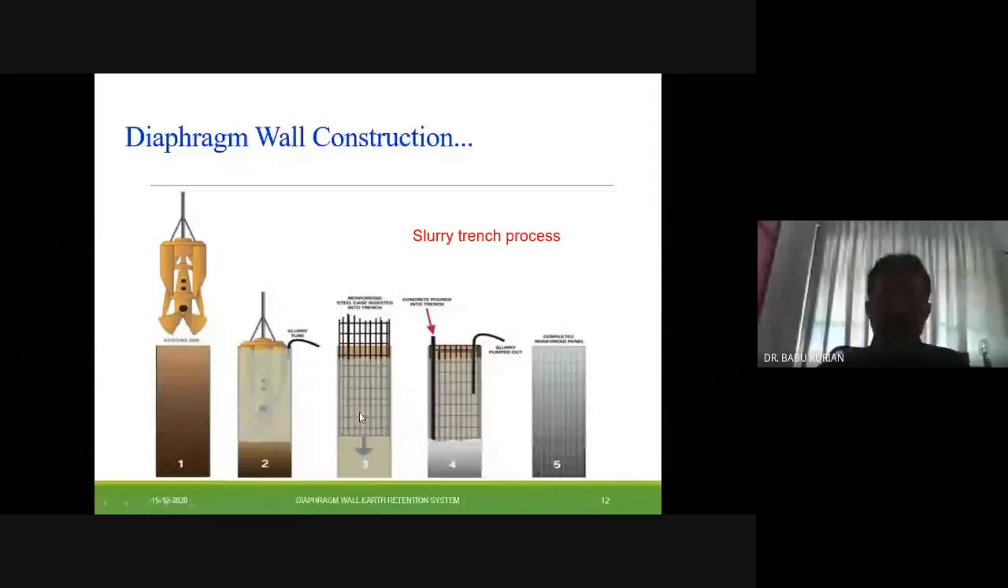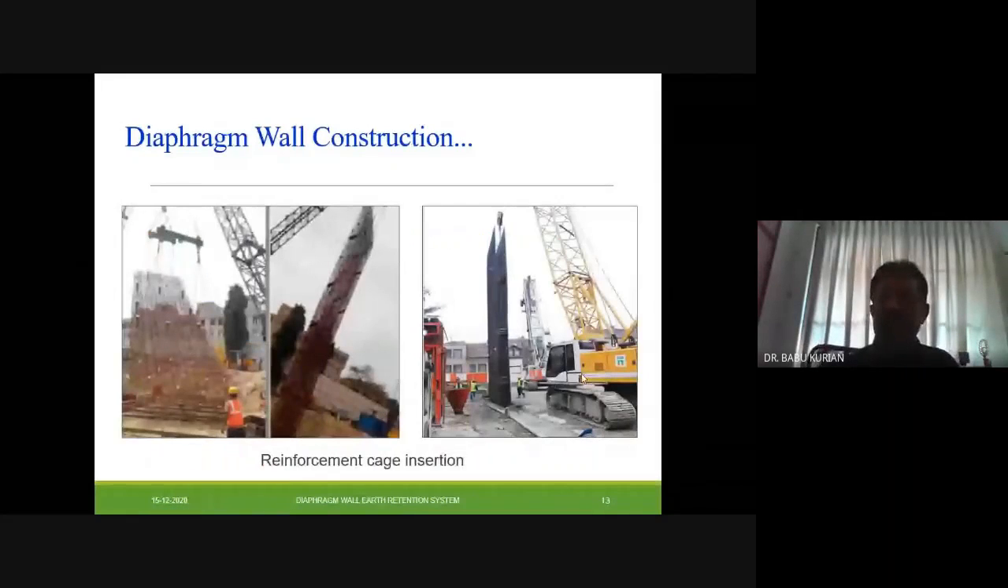The reinforcement cage is inserted. Now there is a reinforcement cage with the slurry. Then what we are doing is we are removing the slurry. At the same time, the concrete is pumped in. The concrete is pumped in and the slurry is pumped out. Now this is the completed diaphragm wall with the reinforcement cage, etc. We can see, so this is the process for the construction of a diaphragm wall.